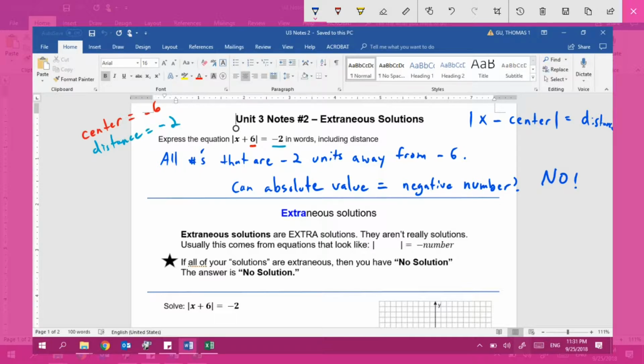So now, let's get into extraneous solutions then. Extraneous solutions are extra solutions. Get it? Extraneous? All right, so they aren't really solutions. Usually this comes because we have equations that look like what we just had. Absolute value equals a negative number, because that just doesn't make sense. Absolute values don't equal negative numbers. So here's the important point then. If all of your solutions are extraneous, then you have no solution. Your answer is going to be no solution.